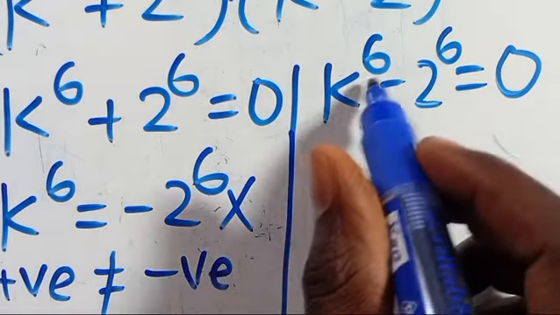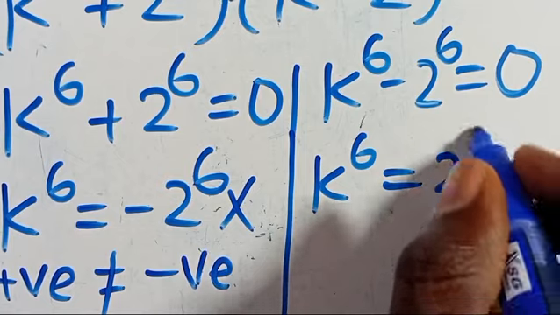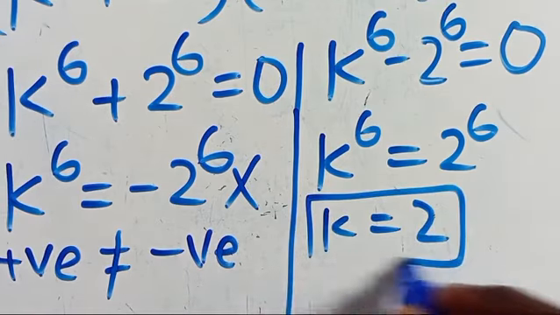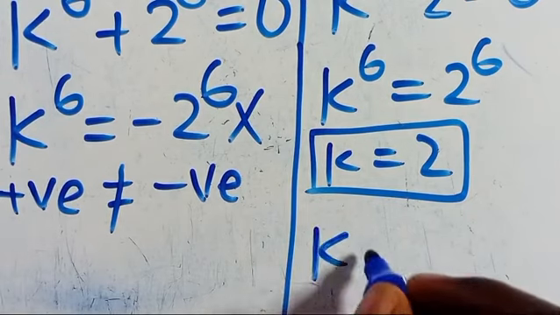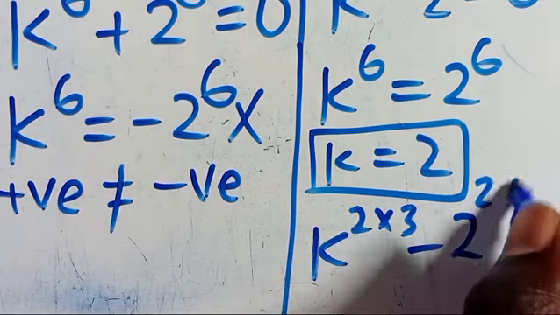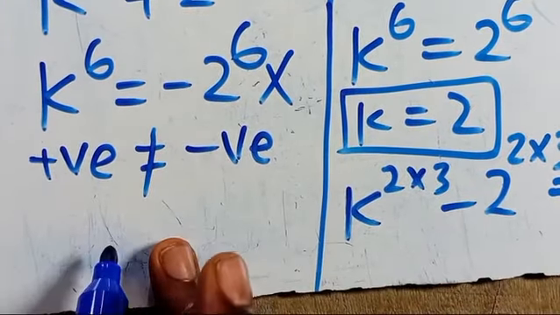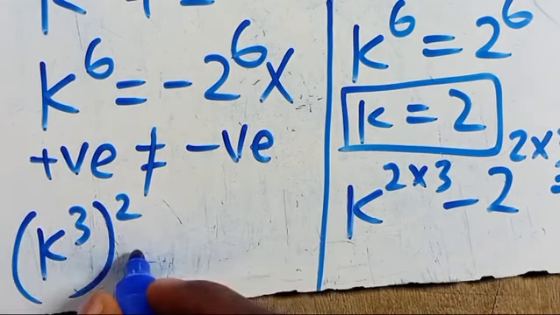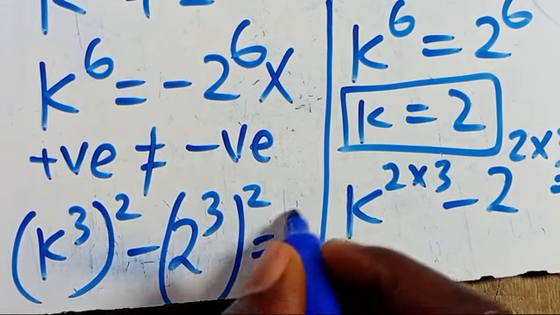Then let's go along with the other. We can also simplify this as k to the power of 6 will be equal to 2 to the power of 6, and k will also equal the same as the previous solution. But we can still solve this one further. This will be k to the power of 2 times 3 minus 2 to the power of 2 times 3 equals 0, where we are going to have this as k to the power of 3 in parentheses to the power of 2 minus 2 to the power of 3 in parentheses to the power of 2 equals 0.